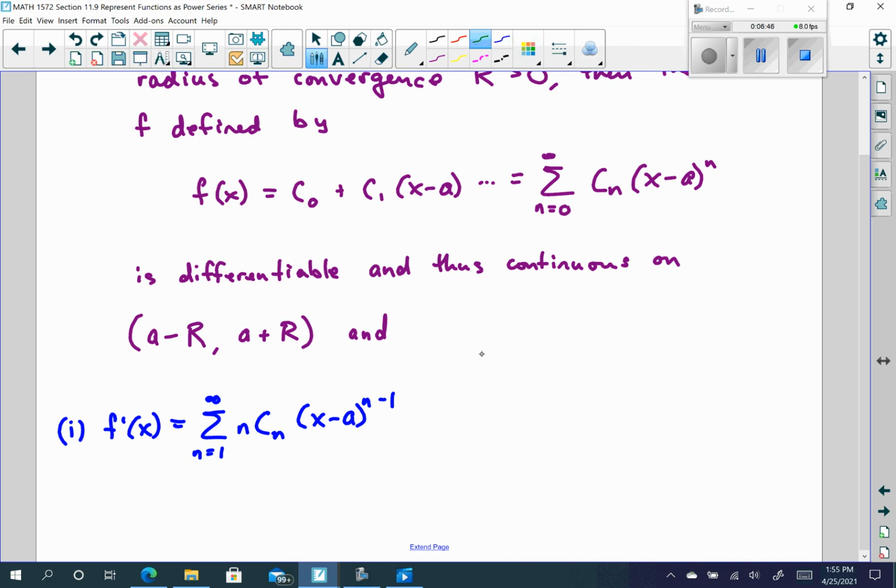So I'll make a note here. We have to drop the first term, which would be that c sub 0, because it's a constant, so that's why we're starting at 1 right here. Drop the first term since it's a constant.